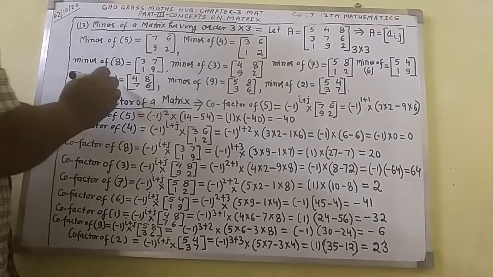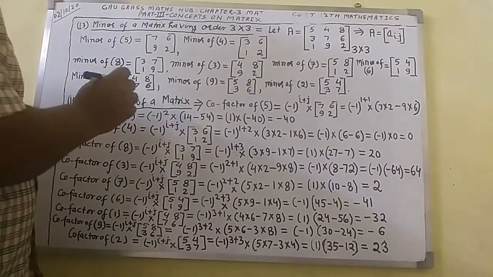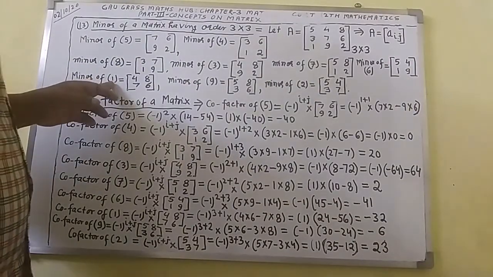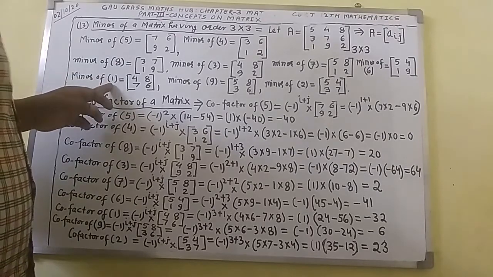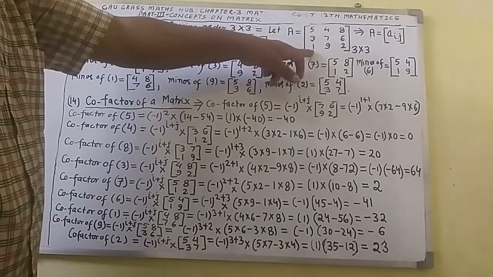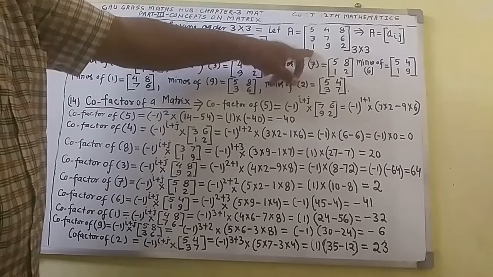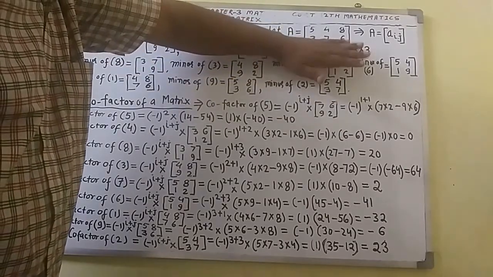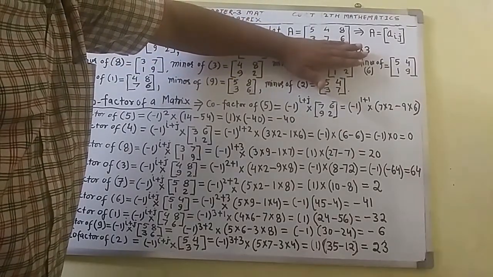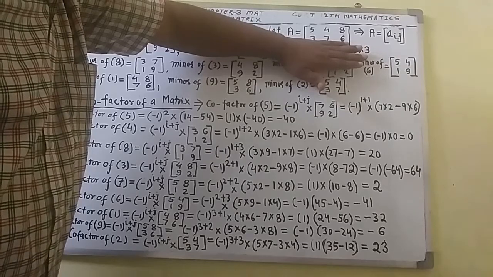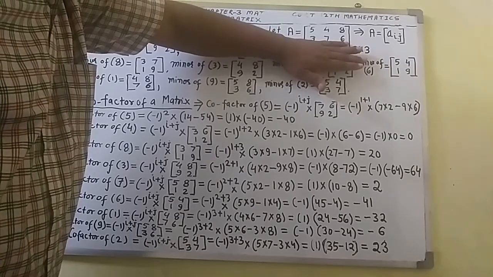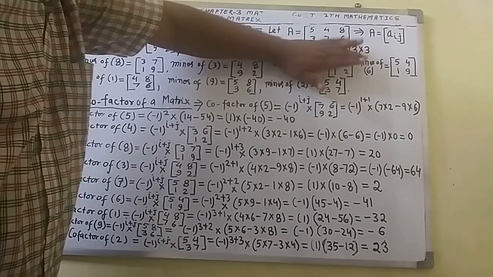Similarly, you can see the minor of element 1. The element 1 is there in the third row. The third row will get hidden like this. The third row will get hidden.